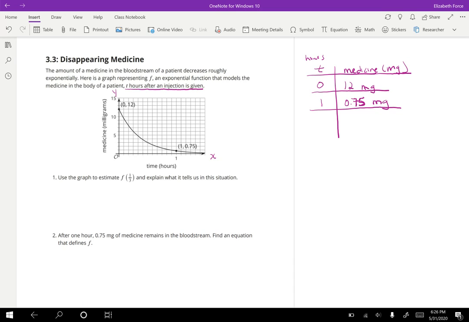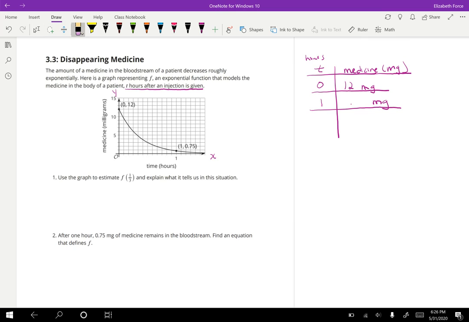I will say these are kind of funky numbers because whenever I take medicine, one pill in a bottle is usually 250 milligrams. So I'm not really sure where they're coming up with the 12, but we'll just roll with it.